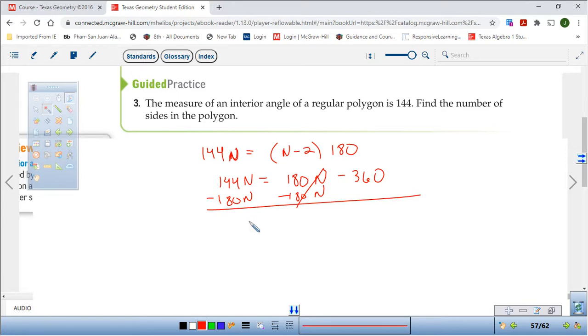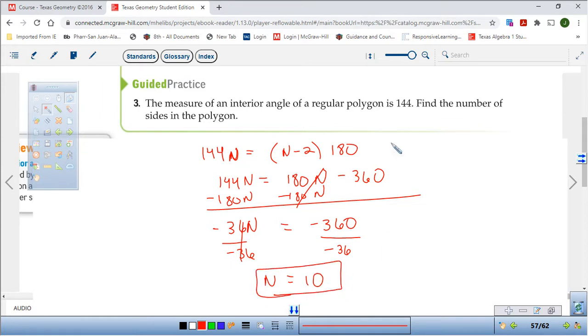This gives me negative 36n equals negative 360. What we'll do now is divide by negative 36 on both sides. They cancel, and n is equal to 10. It's a 10-sided figure. Remember, it's a regular polygon.